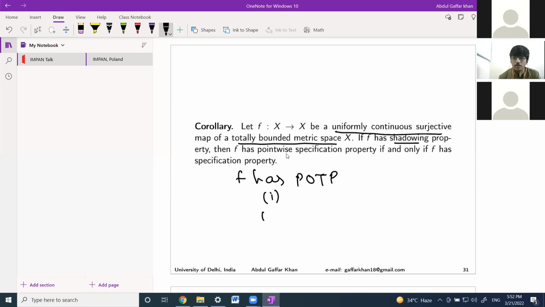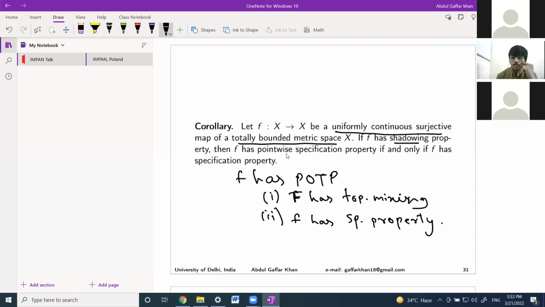then f has topologically mixing and f has specification. Under the same assumption, these two notions are equivalent. This has been proved by Pramod Das and Tarun Das in the Journal of Dynamical and Control Systems.